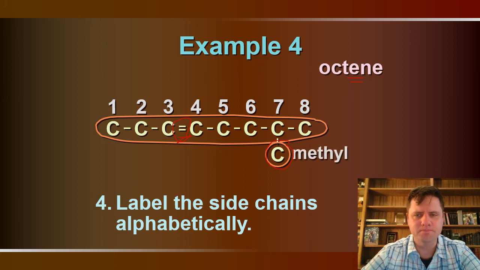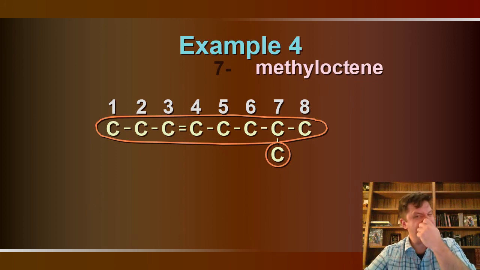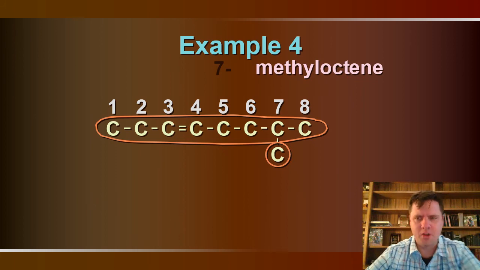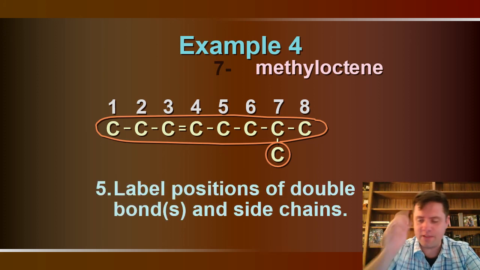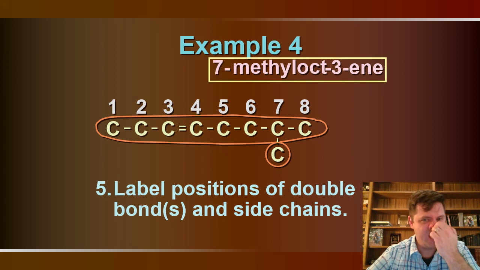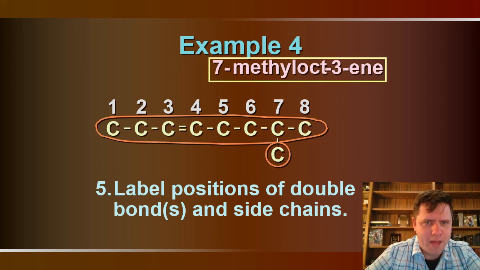So that's a methyl group. So methyloctene. And now we just have to identify where these things are located. So the methyl group here is attached to the 7th carbon as we have listed here. So it should be 7-methyloctene. And then we identify which bond has the double bond, and we count the bonds.